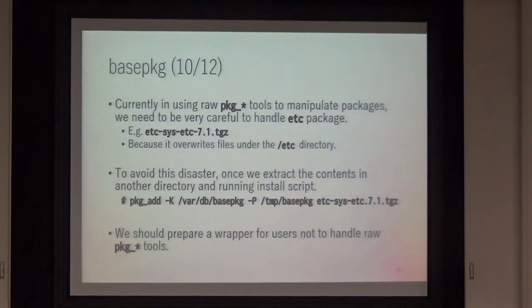Currently, in using raw package tools to manipulate packages, we need to be very careful to handle etc packages such as etc, because it overrides files under the etc directory. To avoid this disaster, we once extract the contents in another directory and run the install script. So we should prepare a wrapper so that users do not have to handle raw package tools.